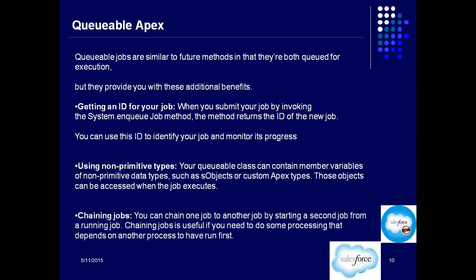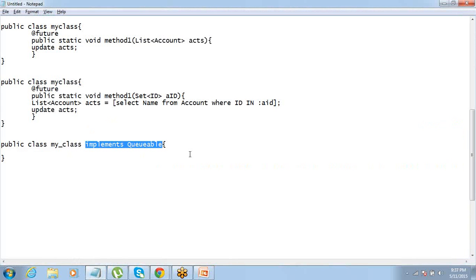The third advantage of Queueable Apex is chaining jobs. That is what I was talking about. The first advantage I mentioned was that I can have multiple methods lined up, and you can also have a chaining job. Chaining a job means, let's say I have my class 1 and I have another class, my class 2. I have, let's say, two methods here, and I can have three methods here.